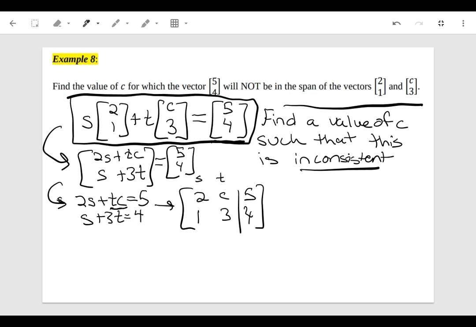So now we should row reduce this thing and then evaluate what C would have to equal for this to represent an inconsistent system. So the first thing I would do is swap row 1 and row 2, get that 1 up in the top left corner. You know, that always tends to make things run more smoothly. Okay, so this will be 2, C, 5. And then I want to get a 0 in this position here, so I would do -2 times row 1 plus row 2.